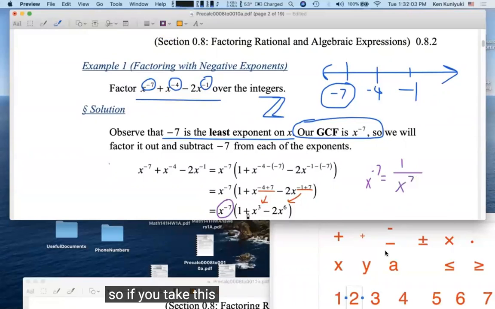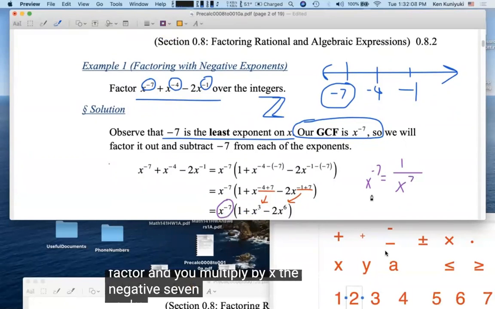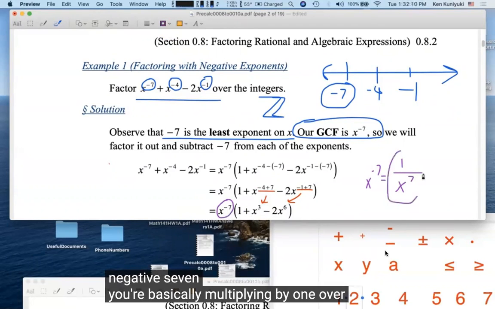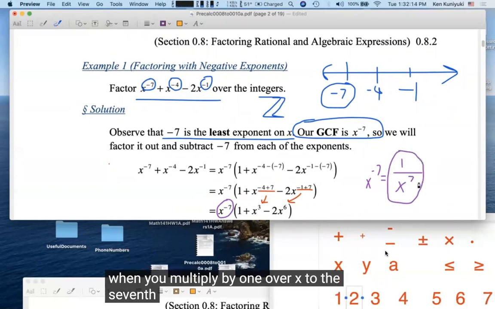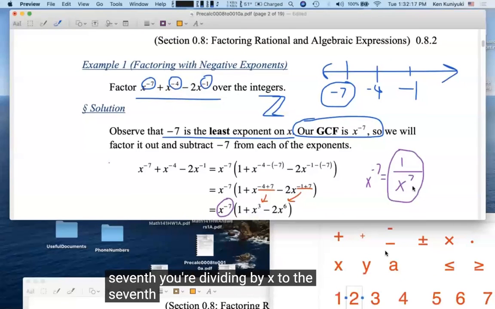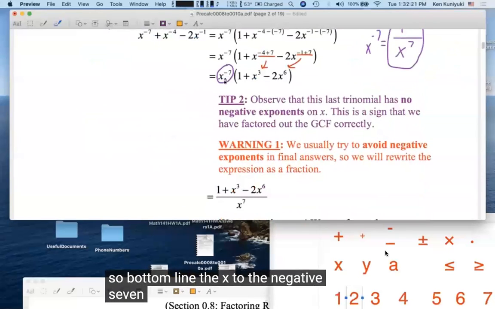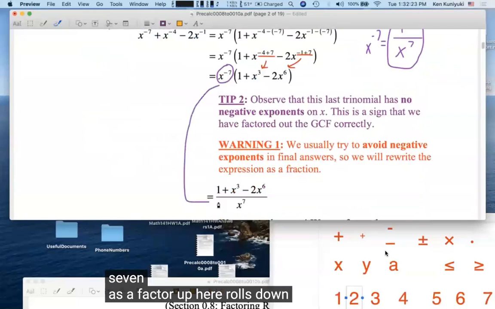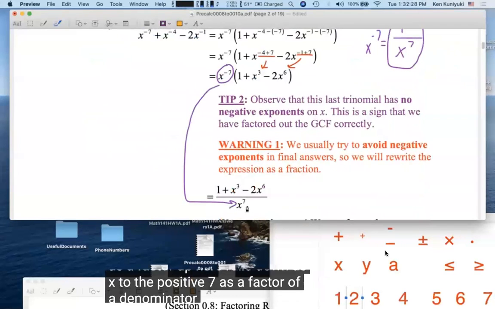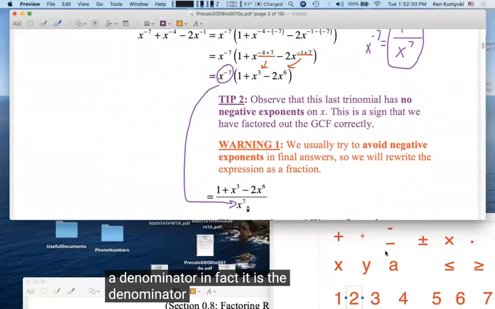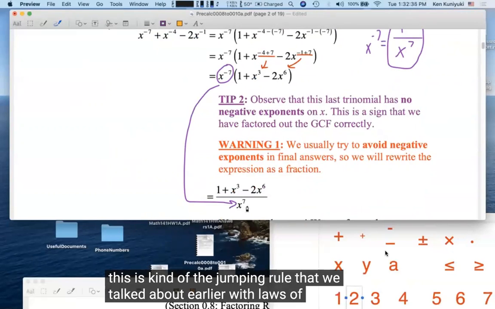So if you take this big 3-term factor and you multiply by x to the -7, you're basically multiplying by 1 over x to the 7th. When you multiply by 1 over x to the 7th, you're dividing by x to the 7th. So bottom line, the x to the -7 as a factor up here rolls down as x to the +7 as a factor of a denominator. In fact, it is the denominator. This is kind of the jumping rule that we talked about earlier with laws of exponents.